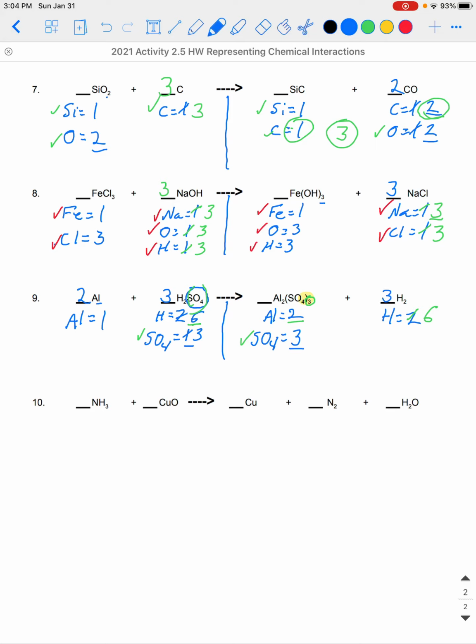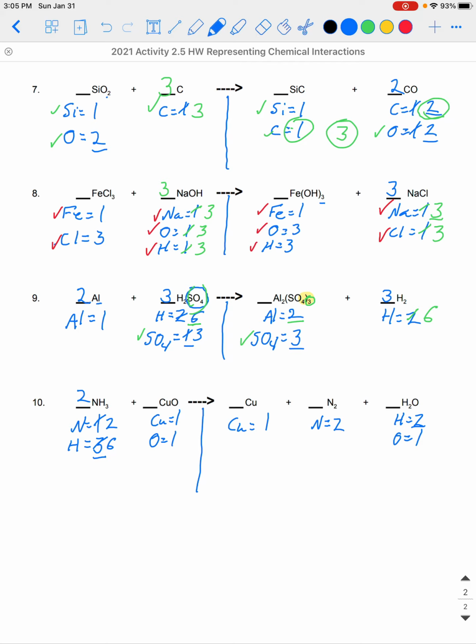Done. The last one. We have 1 nitrogen, 3 hydrogen, 1 copper, 1 oxygen. Sorry, I said carbon, copper. We have 1 copper here, 2 nitrogen, 2 hydrogen, and 1 oxygen. So working left to right, I see I have 3 hydrogen here and I have 2 there. The common multiple between the 2 is 6, so if I have 2 as my coefficient, 2 times N gives me 2 nitrogen and 6 hydrogen.